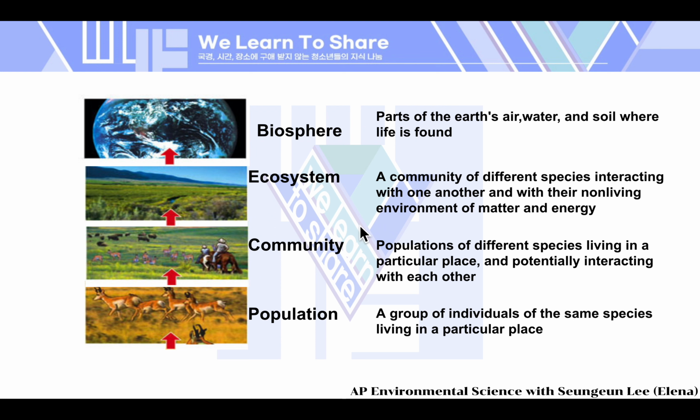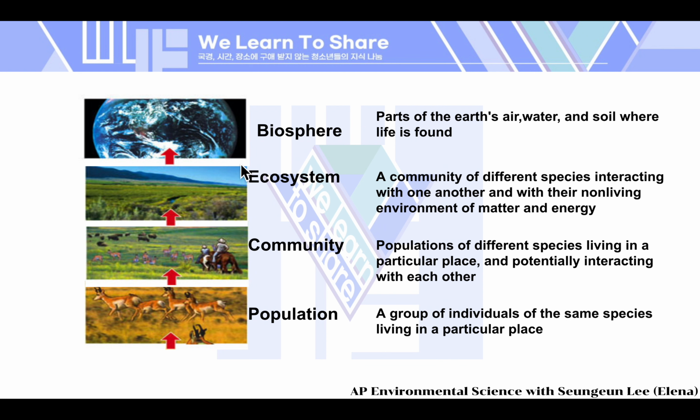And then when these communities come together, we have an ecosystem, a community of different species interacting with one another and with their non-living environment of matter and energy. So that's not only humans of different races, but we have other things like animals, plants, or sea, water, air, and all of these together, the non-living environment, right? That all constitutes an ecosystem.